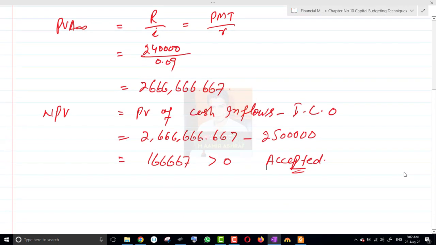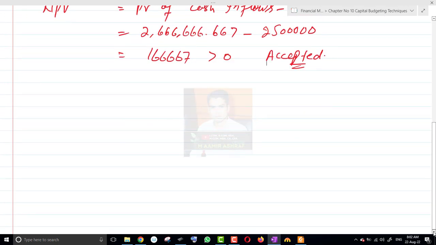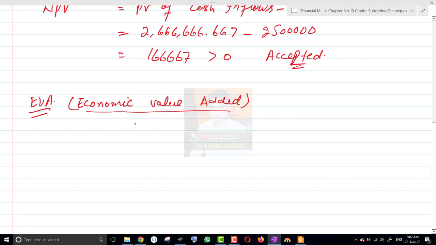In section B, we will calculate the annual EVA in a typical year. A new topic introduced in this chapter is EVA. First, I will tell you a short explanation of EVA, economic value added. Actually, economic value added is calculated on a year by year basis.